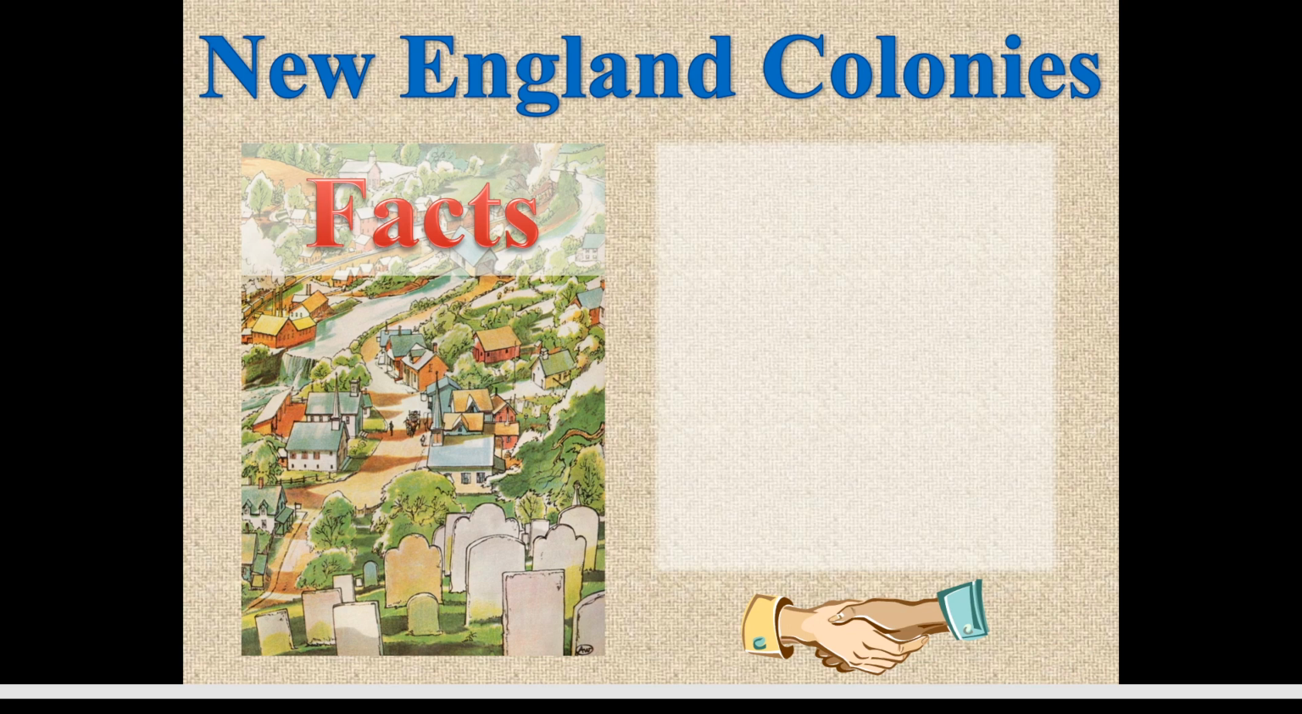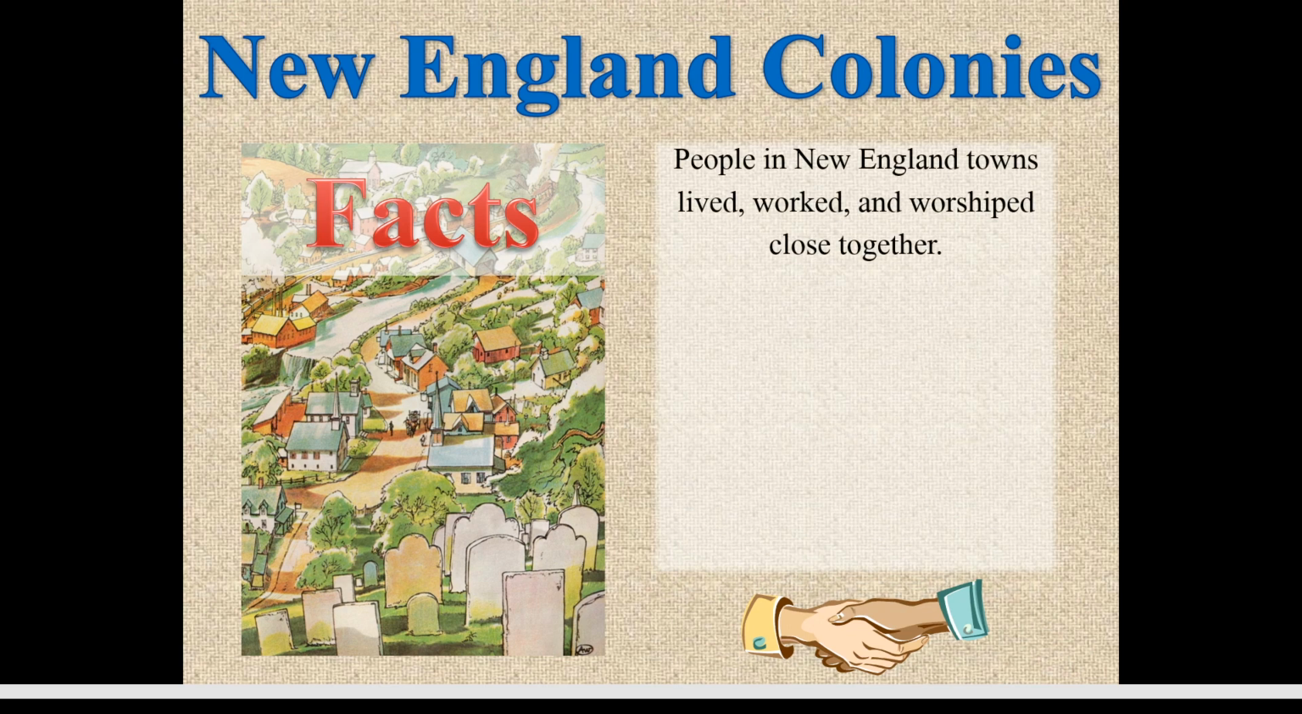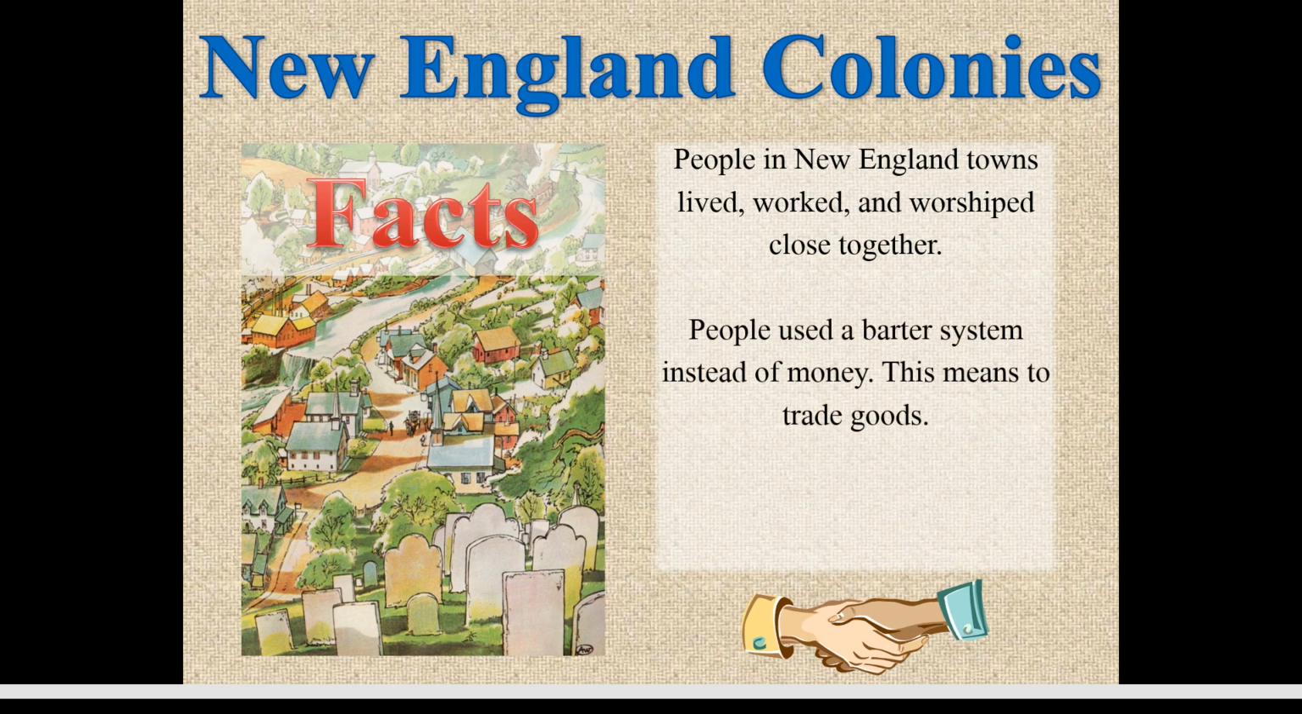So here we have facts about the New England colonies. People in New England towns lived, worked, and worshiped together. Okay, so they are a close-knit community, meaning they are really close to each other. People use a barter system instead of money. This means to trade goods. Okay, so the barter system is basically I have a good, you have a good, we swap it. Okay, we don't use money.